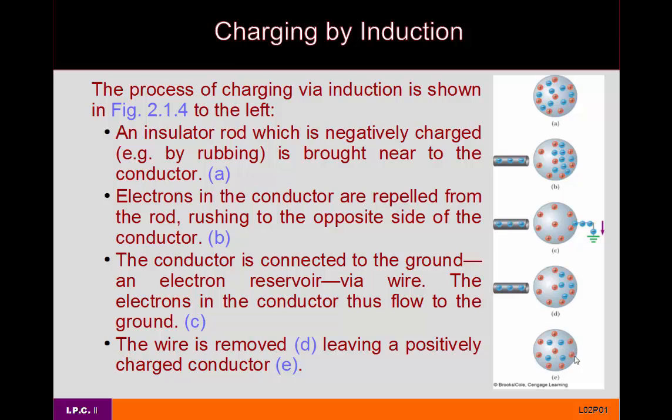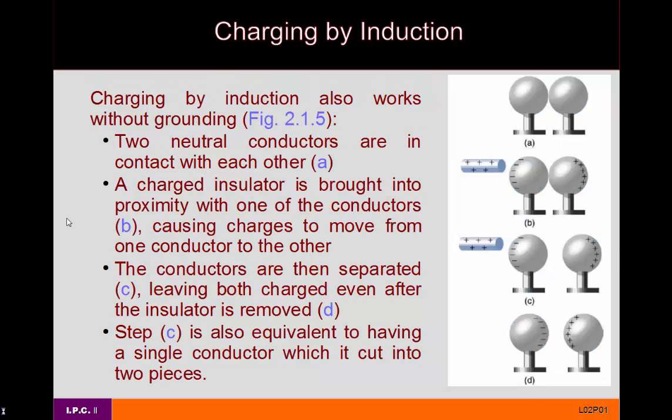Therefore, this will be a positively charged conductor. If we were to draw it, it'd be the equivalent of having a plus, a plus, a plus. Pluses all the way around, and then ignore the minuses and some of the interior plus charges. So that's charging by induction using a grounding wire. It turns out that you can also charge by induction without the grounding wire. Here's how that works.